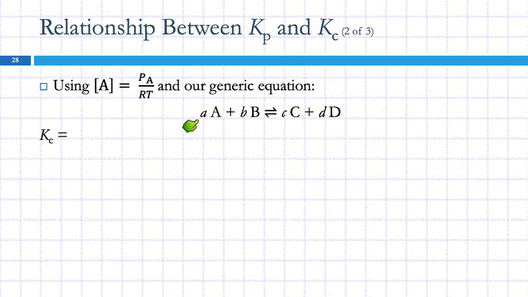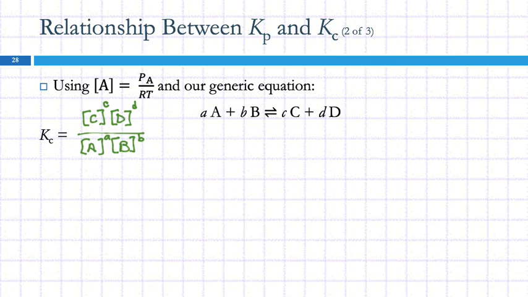Here we've got a generic equation, and so we'll start by writing the expression for the equilibrium constant in terms of concentration, right? So that's going to be the products. Products are C and D divided by the reactants, A and B. And the coefficient becomes the exponent in this equation, right? So this is C, and this is lower d, and this is little a and little b. Okay?